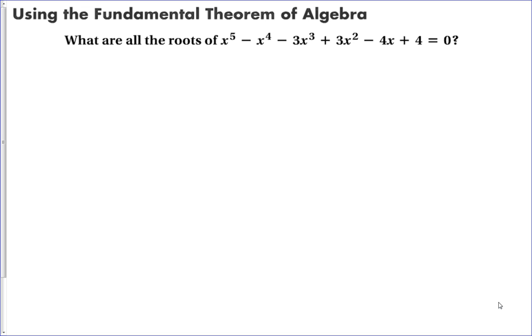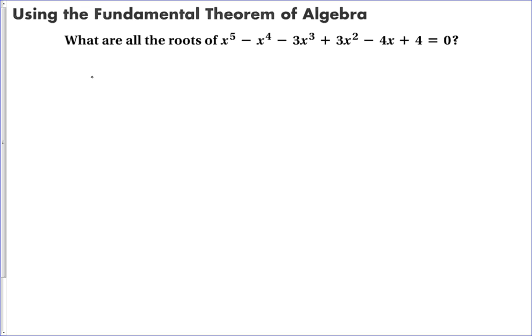All right, let's look at a problem where we actually use the fundamental theorem of algebra. What are all the roots of x to the 5th minus x to the 4th minus 3x cubed plus 3x squared minus 4x plus 4 equals 0? Well, we know we have 5 roots. That's a given. We know we have 5 different roots.